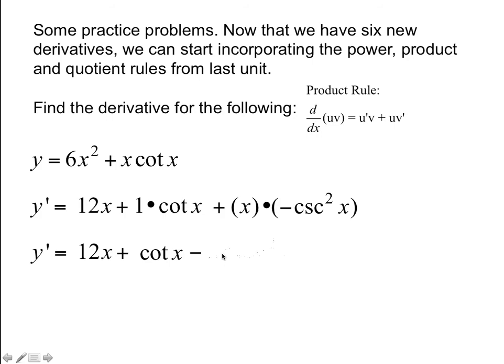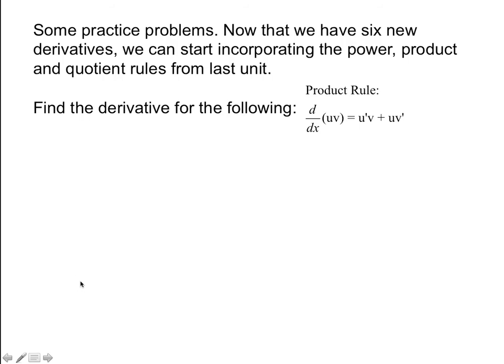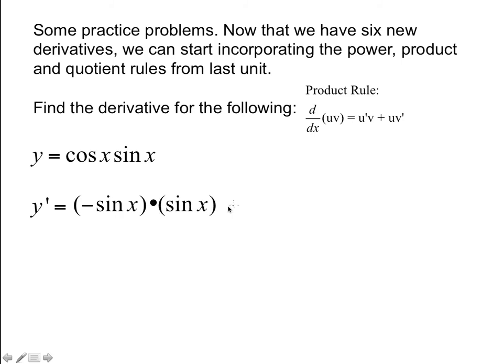There's the minus sign, x cosecant squared x, but totally up to you if you want to simplify that or not. The next one, also a product rule. Cosine x times sine x. And so again, we're going to use the product rule here. So the derivative of cosine is minus sine, and then times sine x, plus, we're going to bring the cosine down there, times the derivative of the sine, which is cosine x.